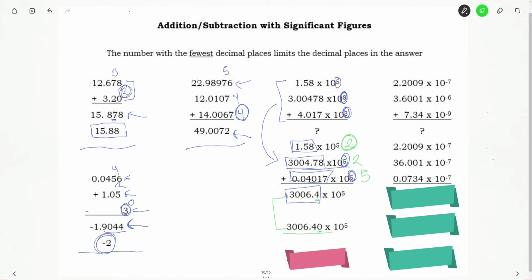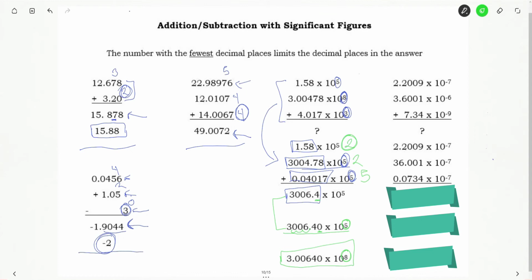So I've got my correct number of sig figs here. However, obviously I am not in the correct format for scientific notation, so my very last step is to take this 10 to the 5th to the correct number for my exponent, and I'm going to move 1, 2, 3 places. So my 10 to the 5th becomes a 10 to the 8th. And this is my correct answer with the correct number of sig figs.